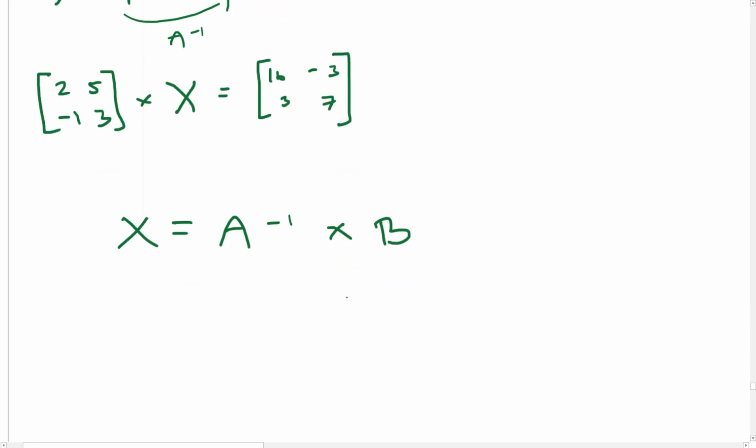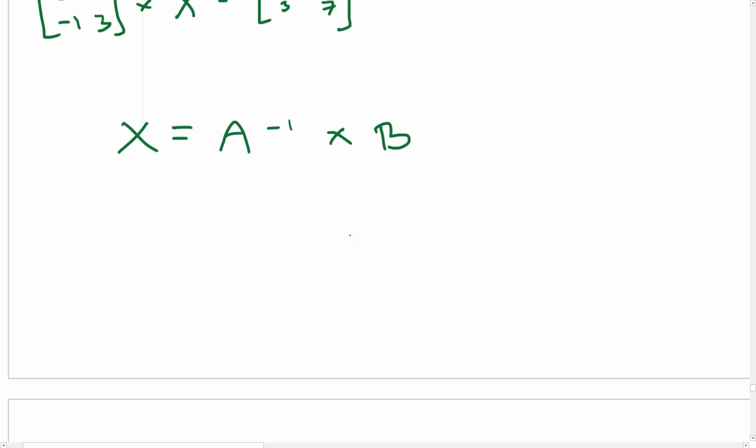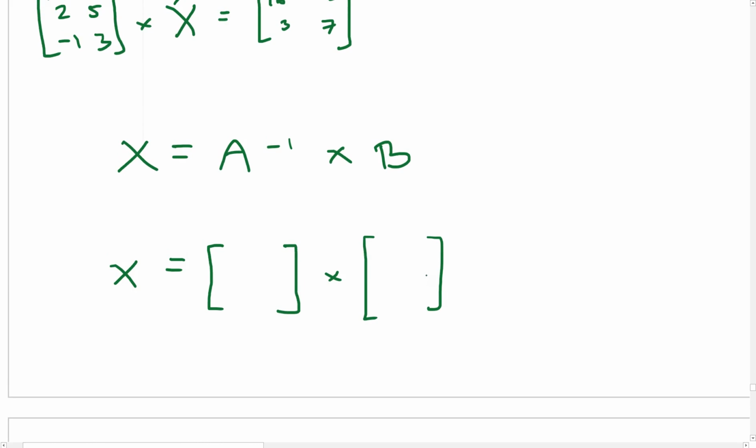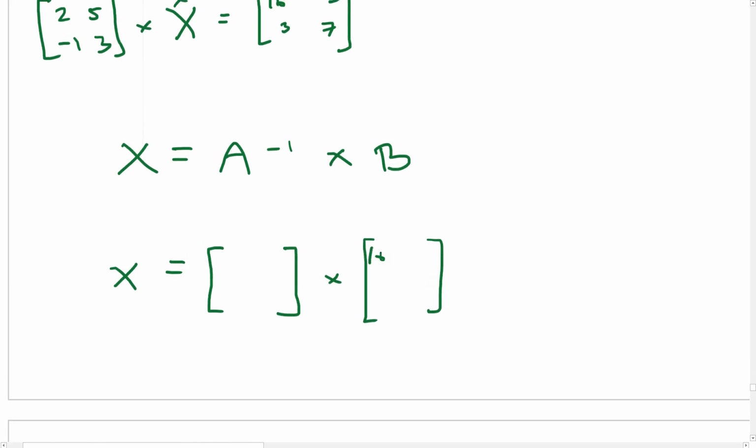And then the second part was we moved that A matrix, brought it to the other side, made it an inverse, and then multiplied it by the B. So when you do this, matrix X is equal to whatever A inverse is times the B matrix, which I remember was 16, -3, 3, and then 7.